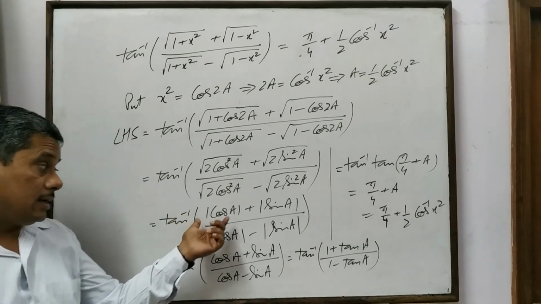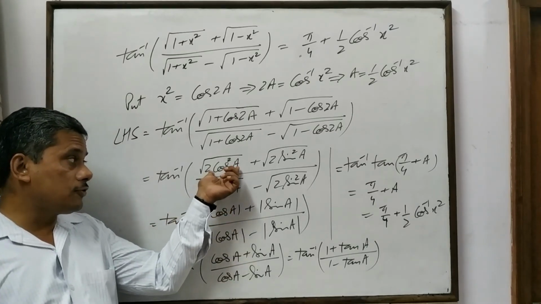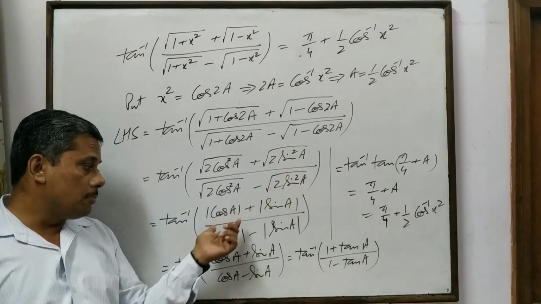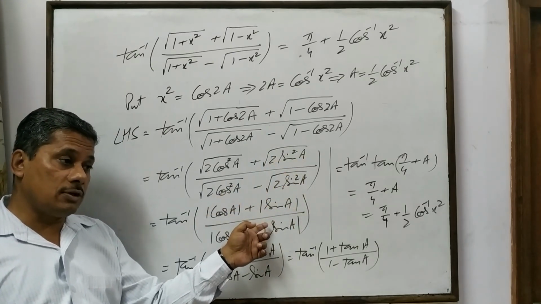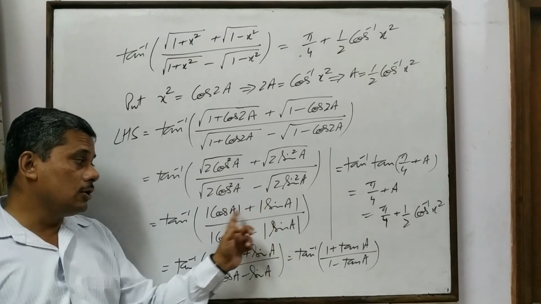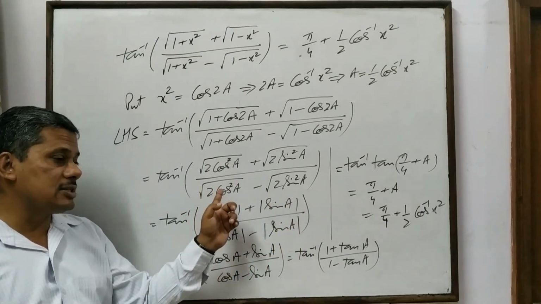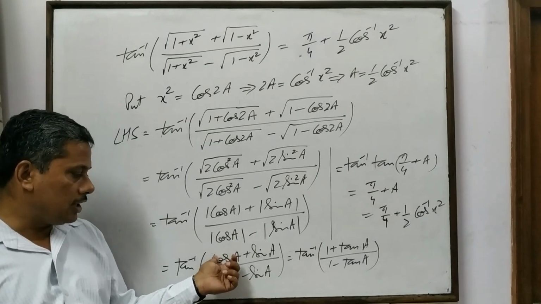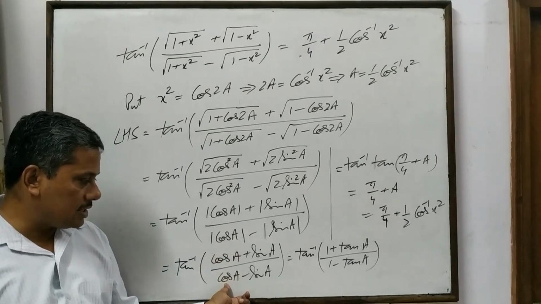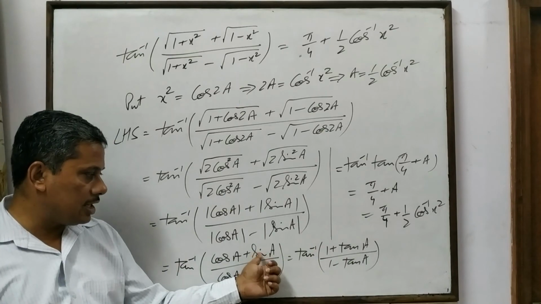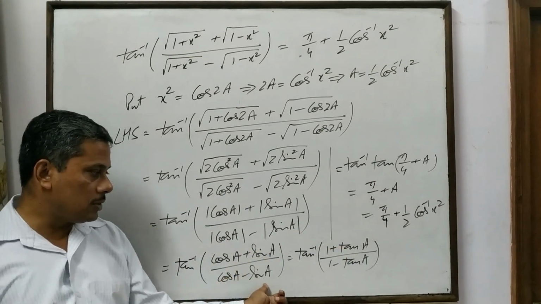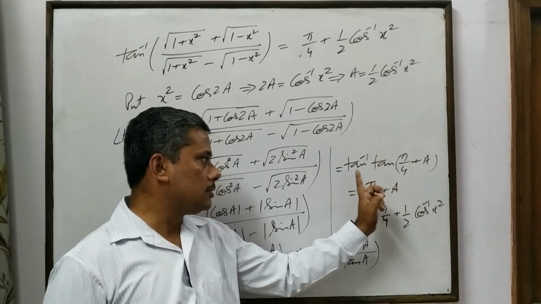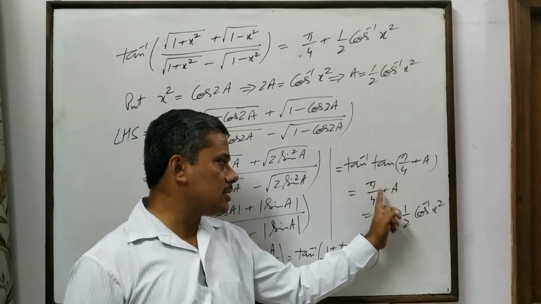So one thing again, under root of cos square is mod cos a and under root of sin square is mod sin a. But when interval is not given, we consider all of these in the first quadrant and all will be positive in that quadrant. So divide numerator and denominator by cos a: cos a upon cos a is 1, sin a upon cos a is tan a, so 1 plus tan a upon 1 minus tan a is tan of pi by 4 plus a. Tan inverse tan x is equal to x.